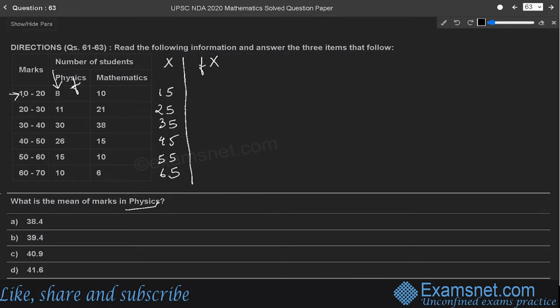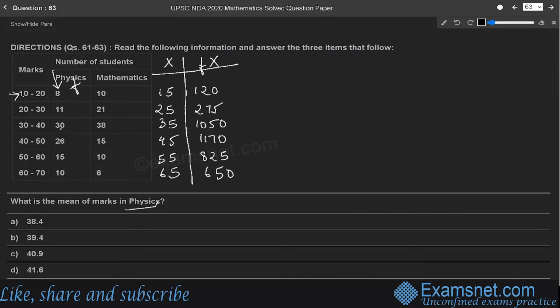So it will be 8 into 15 is 120. Similarly, on further multiplying, we will get 275. Then 30 into 35 is 1050. 26 into 45 is 1170. 15 into 55 is 825. And 10 into 65 is 650. So this is the value for x and f of x.